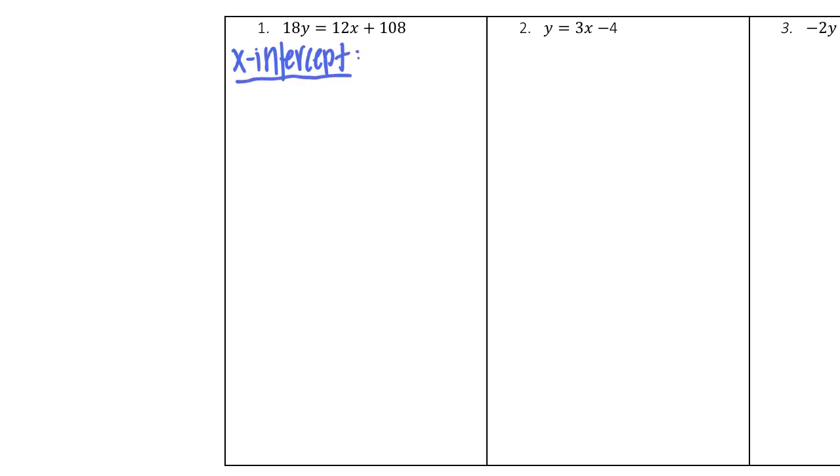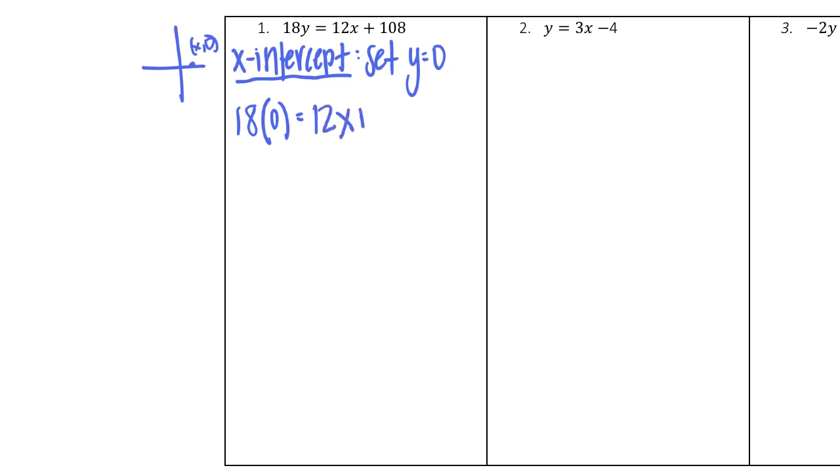Remember, to find the x-intercept, you're finding where the graph crosses the x-axis. So remind yourself, what is that y value at that point? It is 0. So to find the x-intercept, you set y equal to 0 in that equation up above. So we're going to plug in 0 for y. In that case, we would have 18 times 0 equals 12x plus 108. We would now solve for x. Well, what does 18 times 0 equal? 0.